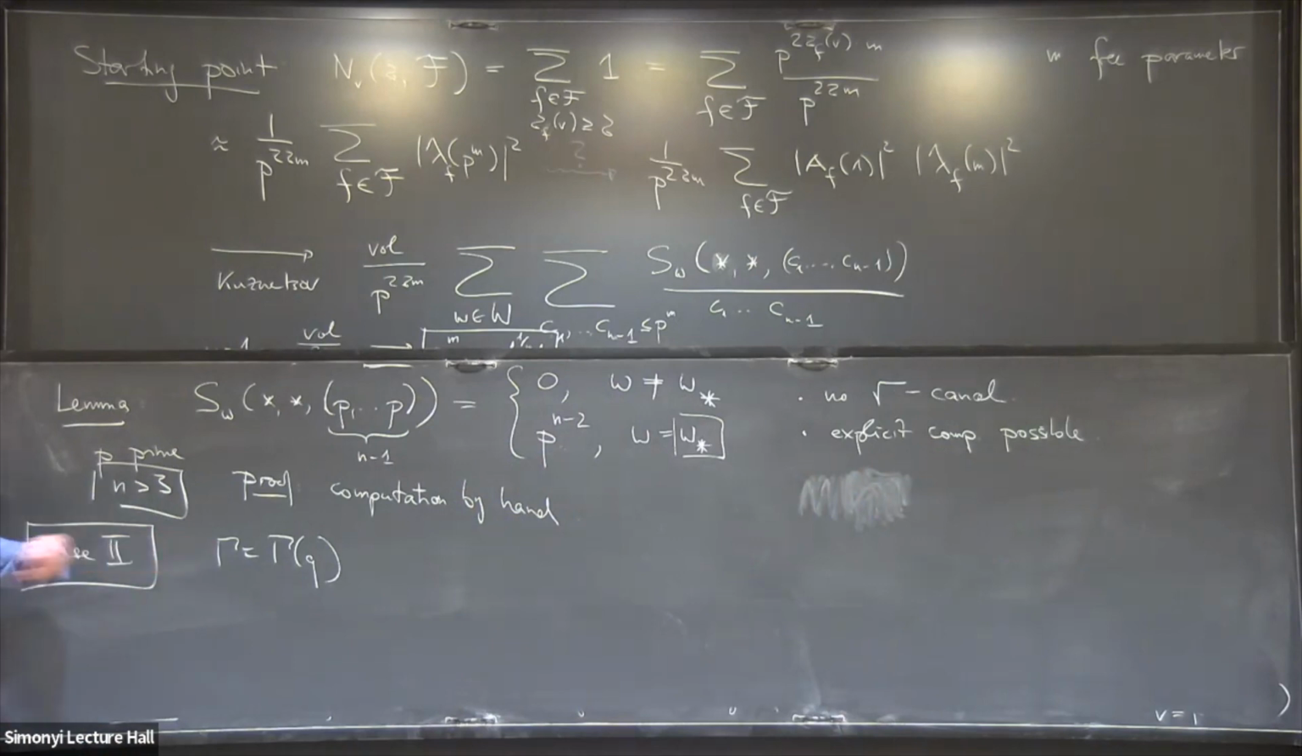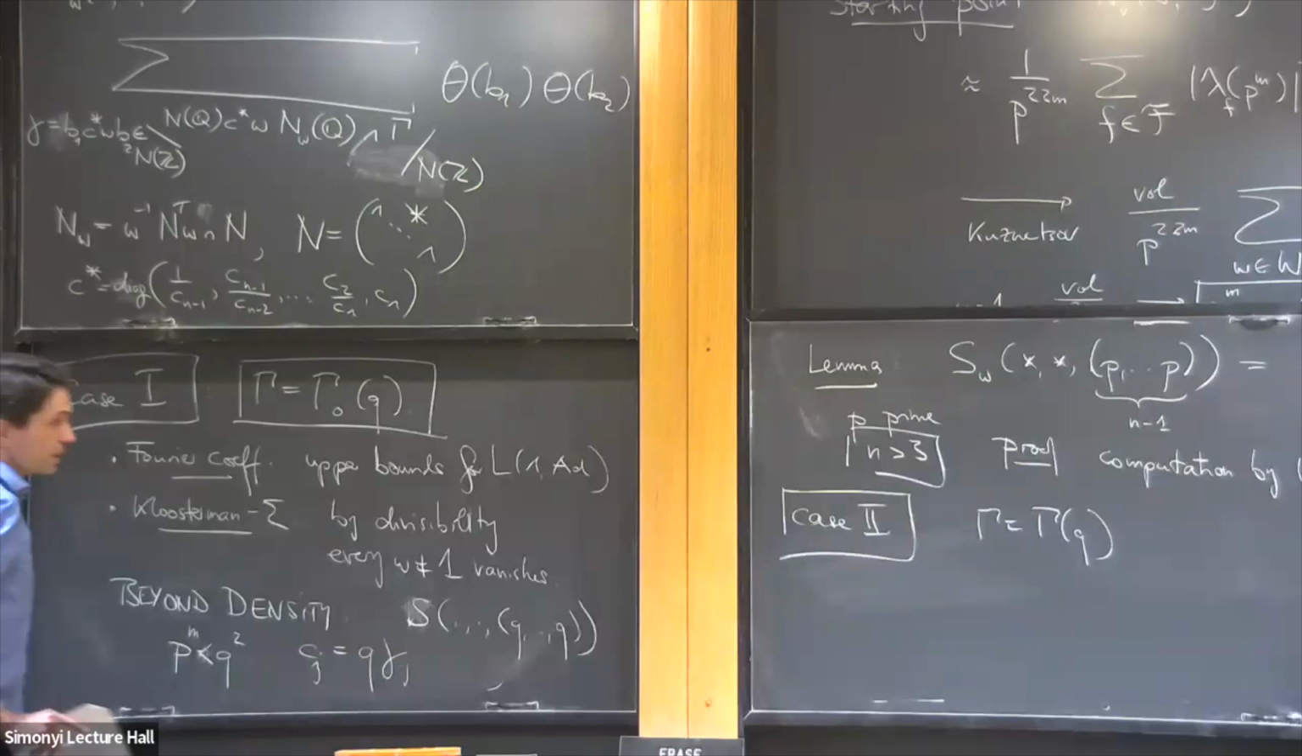So let's take a different congruent subgroup, the other extreme. This is the smallest congruent subgroup that you can think of, and let's see what happens. Okay, let's start with Fourier coefficients.